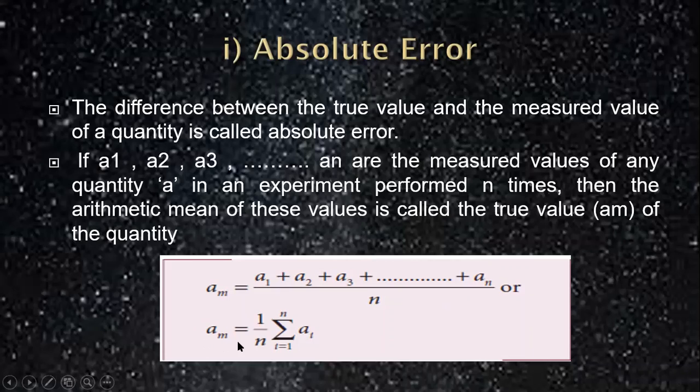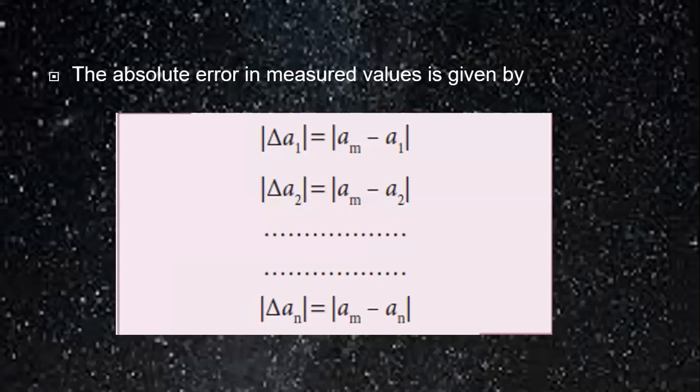This can be written as AM is equal to 1 by N into summation I is equal to 1 to N of AI. This is the simplified form of the arithmetic mean. So when you find the average, this average will give you the true value. Okay. So the difference between the true value and the measured value is called what? Absolute error.